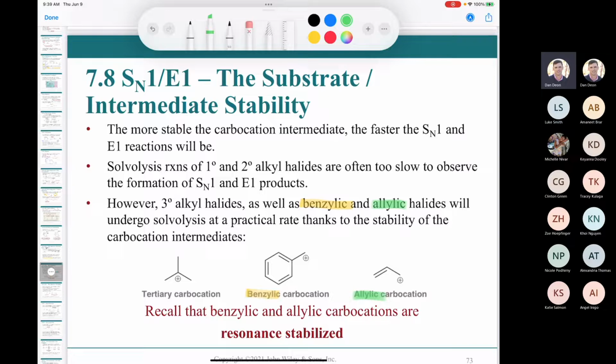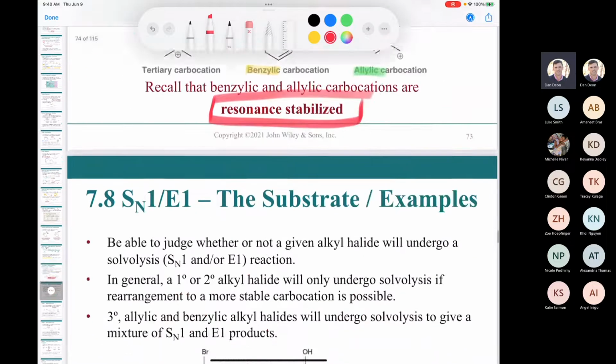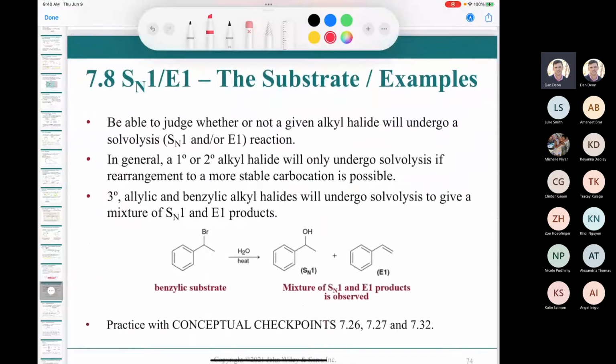Now, why would that be? Why can they undergo the loss of a leaving group even though they're not tertiary carbocations? The answer is because you form resonance stabilized carbocations. If it's resonance stabilized, it has enhanced stability, and therefore if we have benzylic halides or allylic halides, then solvolysis or these first order reactions can also occur. Something that you have to be aware of. So you have to look out for benzylic leaving groups or allylic leaving groups.